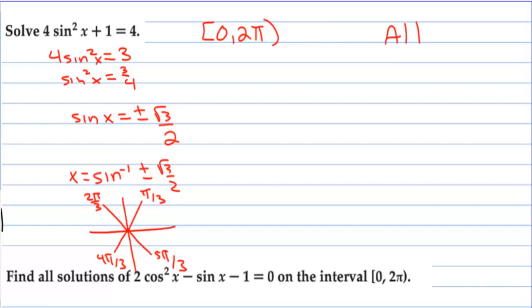0 to 2 pi. Well, I just have to list them all. Pi over 3, 2 pi over 3, 4 pi over 3, 5 pi over 3. There's no way around it. You just list all 4 of them.